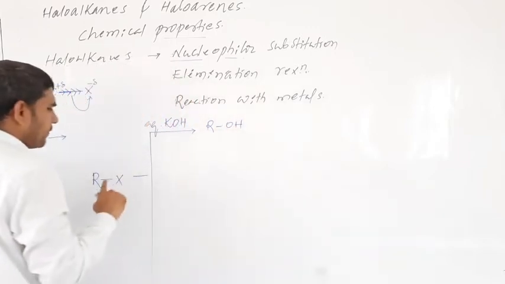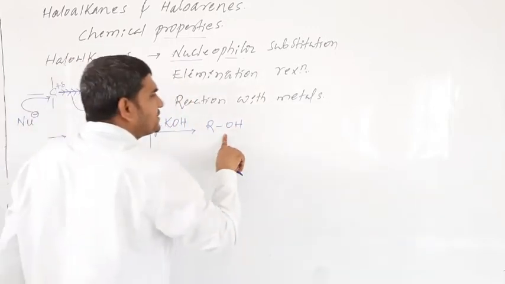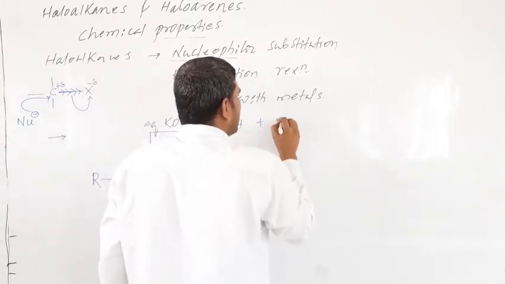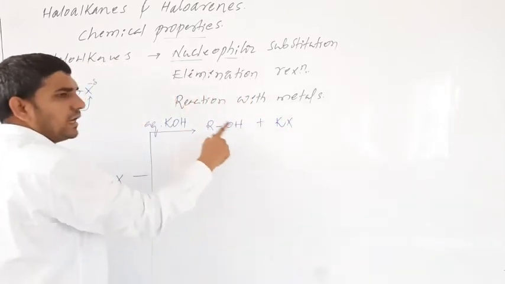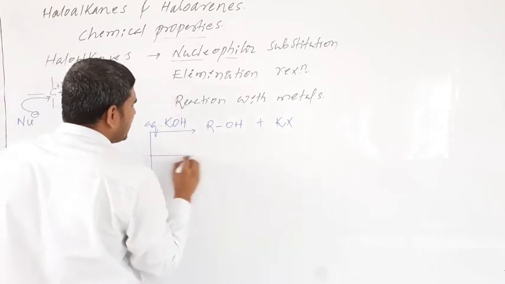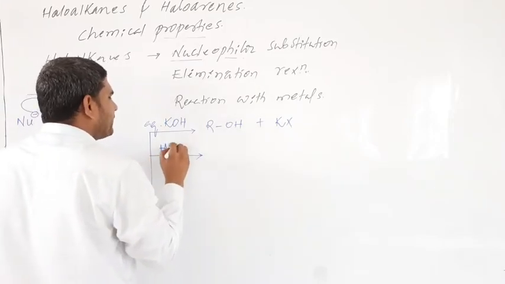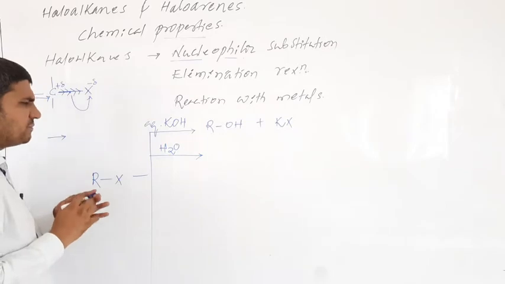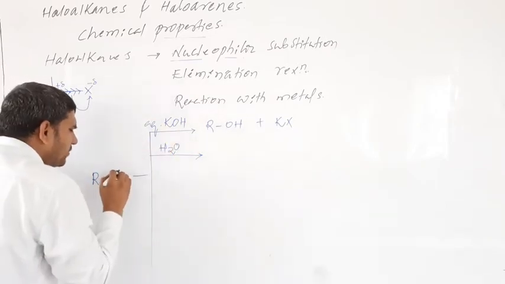ROH, alcohol, is formed. When haloalkanes react with aqueous KOH, this ROH is formed along with water, and KX is the byproduct. Alcohols are formed. Okay, next. The second one is when you react this with water. This is a very simple process.